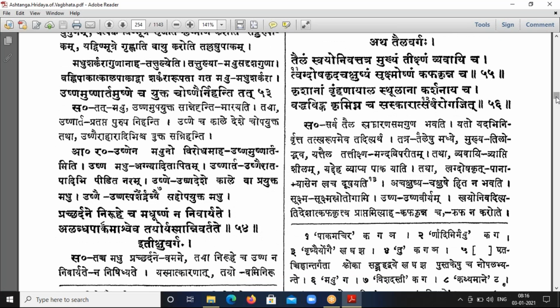Ushnartam. Ushnaihi adabadibhihi pididam naram. So when somebody is tired or exposed to bright sun, or working near the ovens in the kitchen, then immediately he is not supposed to consume honey. Ushne, Ushna deshe, Ushna kale, you are not supposed to consume honey. Then, Ushnaihi saha ubayuktam, Sparsoshnaihi: something which is hot, don't add honey and consume it.